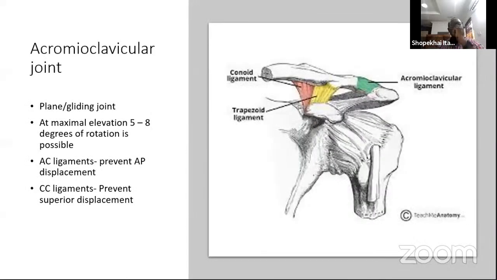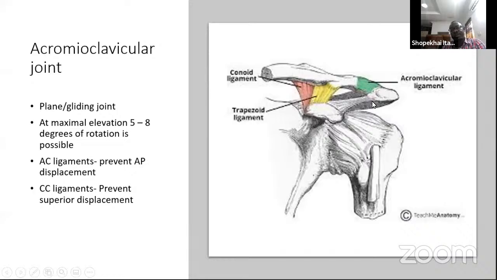Okay, so the acromioclavicular joint is the next most important thing when we're talking about the shoulder girdle. It's a plane and gliding joint. At maximum elevation, 5 to 8 degrees of rotation is possible. So there's some degree of movement that occurs there.